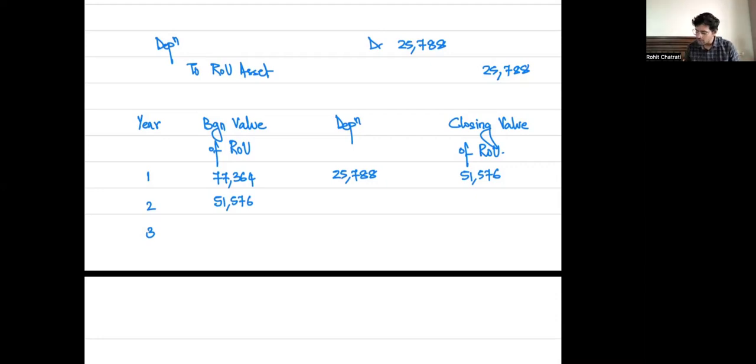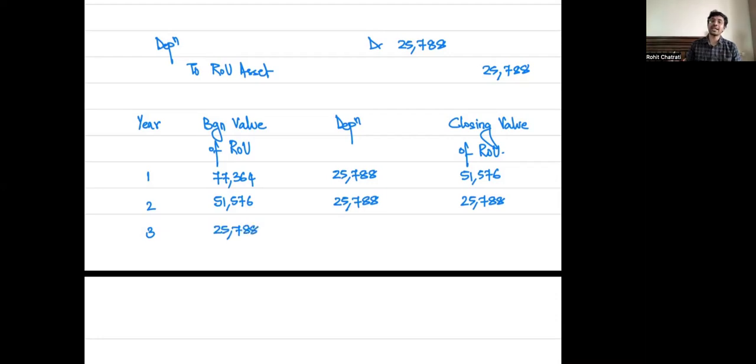In year 2 also, we recognize depreciation of the same value, which is equal to 25,788. So I had a beginning value at year 2 of 51,000. I recognize a depreciation of 26,000 and I'm left with 25,788. At the end of second year, when we prepare a balance sheet, we will actually see the right of use asset at 25,788.